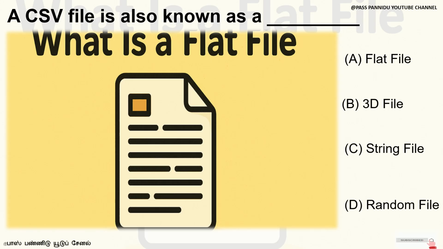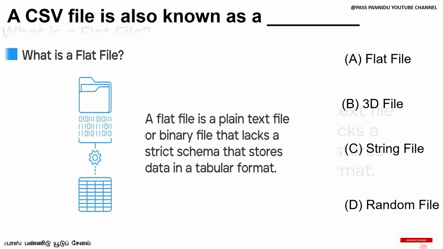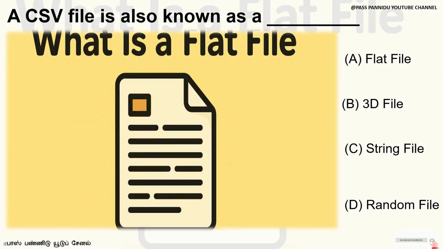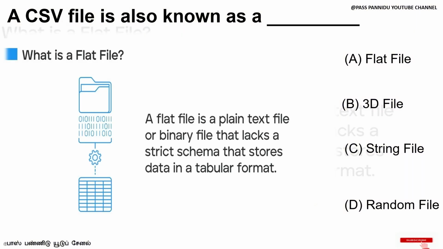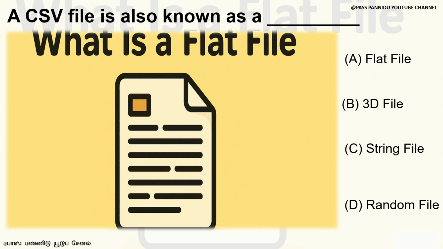A CSV file is also known as a dash. A. Flat file. B. 3D file. C. String file. D. Random file. Answer: A. Flat file.